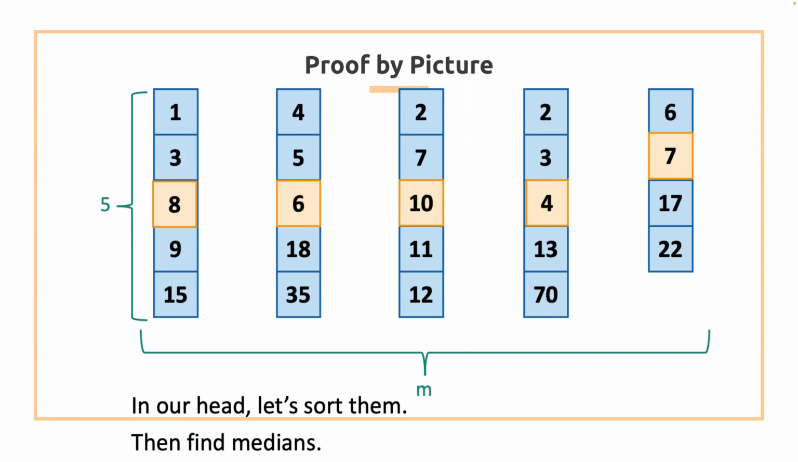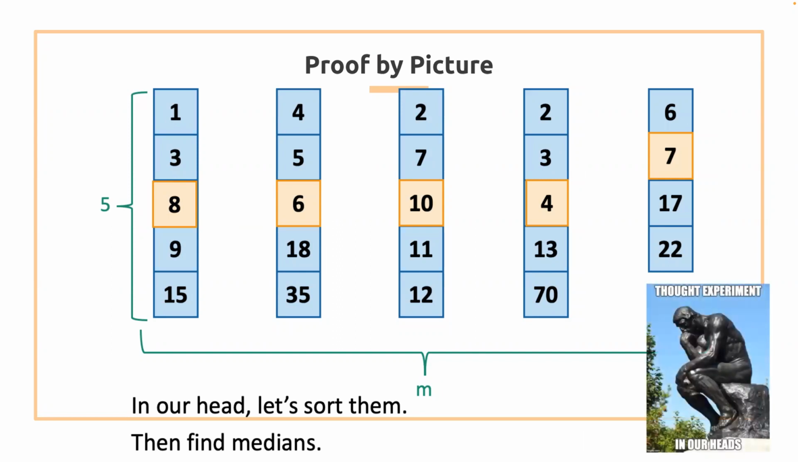Okay, so this is what happens when you sort them. This is the original array. You sort them, they look like this. This is all in our heads. It is not what you would code. You wouldn't code this up.